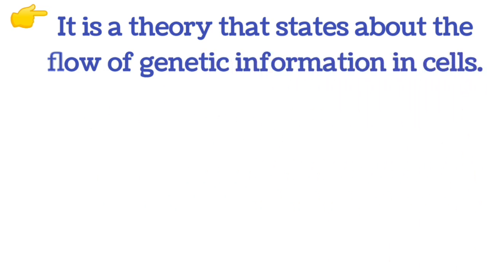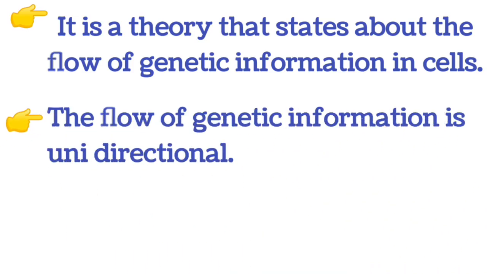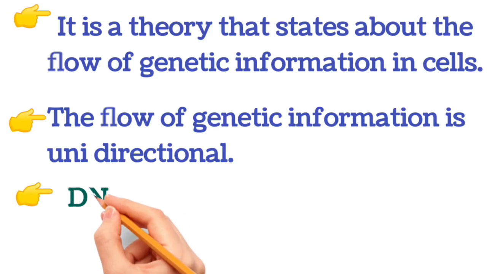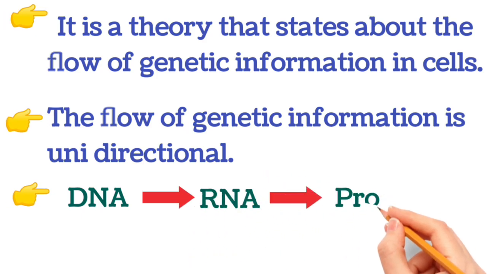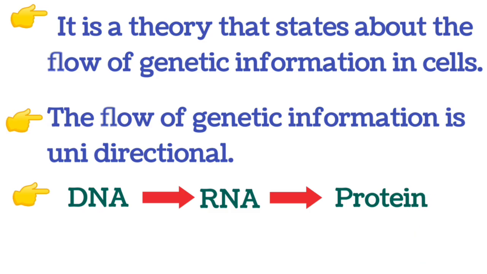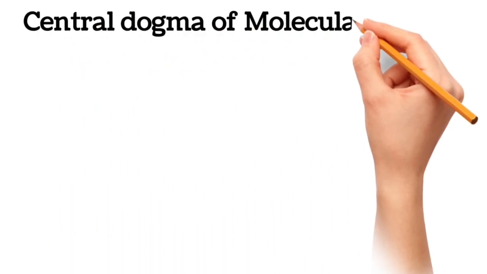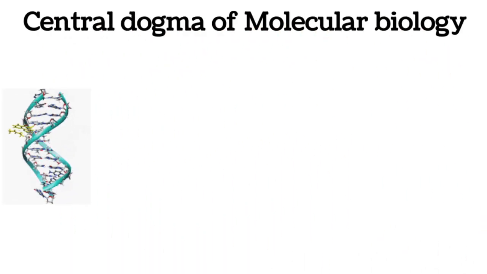Now, let's see what is the meaning of central dogma of life. Okay, so remember, it is a theory that states the flow of genetic information in the cells, and this flow of genetic information is in one direction. It means that the genetic information in our cells flows only in one direction. Now the question is, what is that direction? The direction is from DNA to RNA to protein, meaning genetic information flows from DNA to RNA and at the end to the proteins.